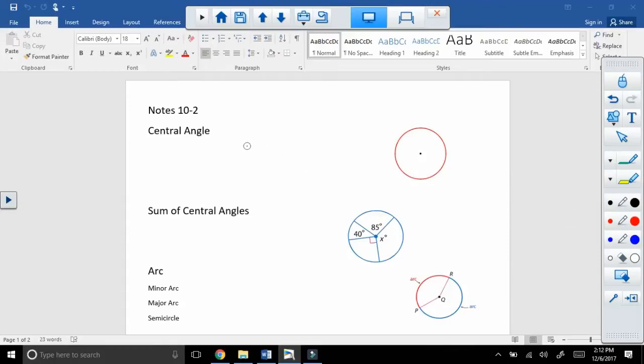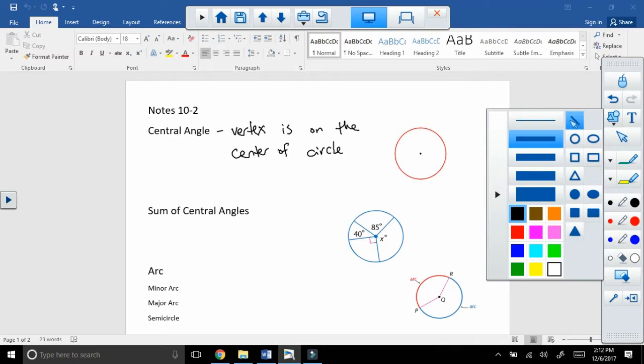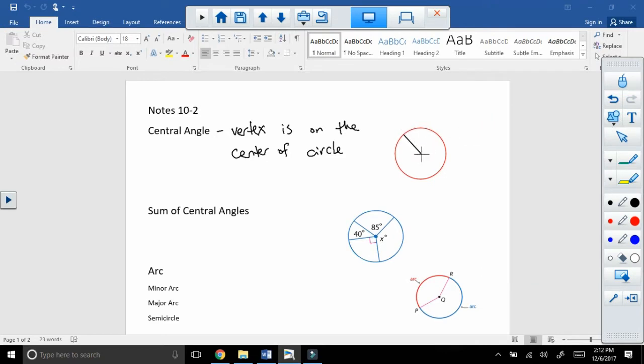Hi class, we're going to be talking about some different angles today, and the first one is the central angle. The central angle, the vertex of that angle is on the center of the circle. And I'm going to draw a little picture over here to the side. That central angle might look something like that.